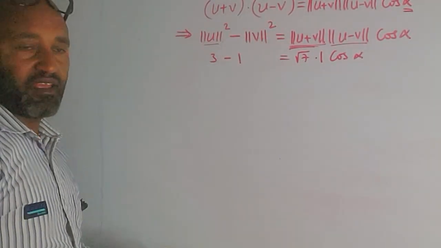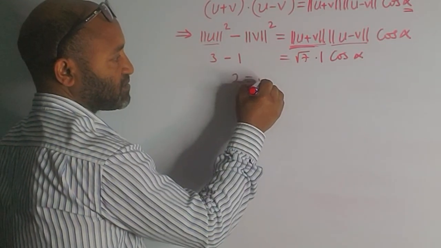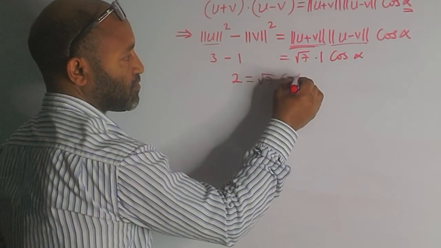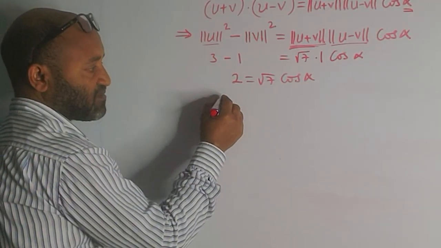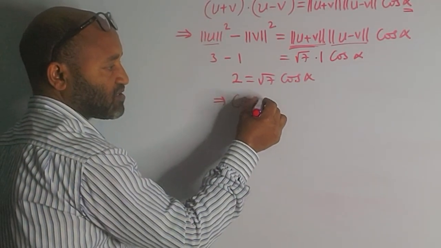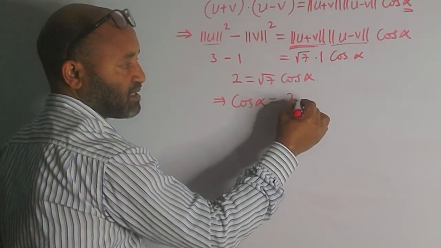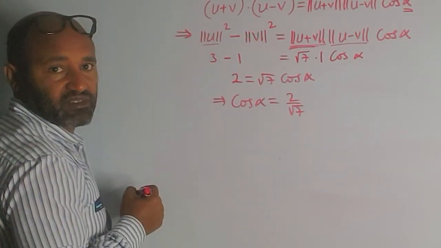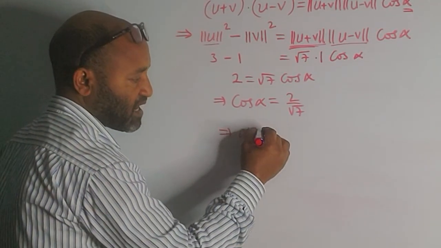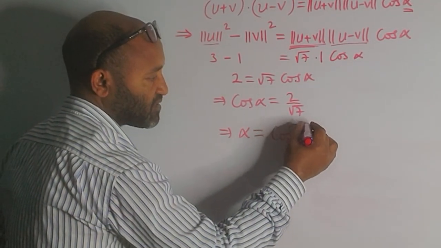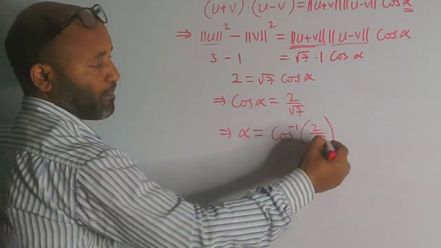So 3 minus 1, 2 is equal to radical 7 cos alpha. Divide both sides by radical 7. Then cos alpha is equal to 2 over radical 7. Looking for alpha, the angle between the two vectors. Alpha is cos inverse of 2 over radical 7.